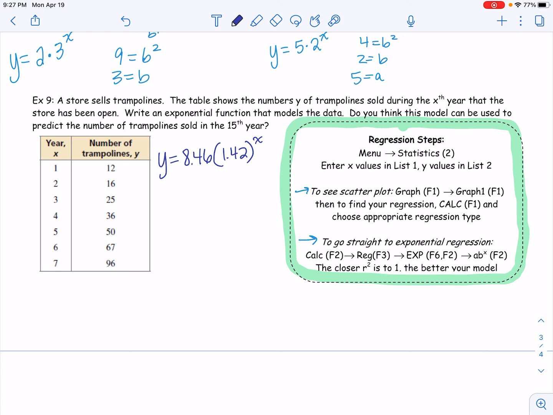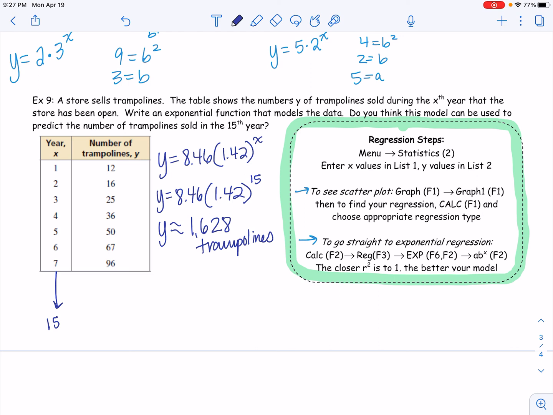Then it says, do you think this model can be used to predict the number of trampolines sold in the 15th year? Well, of course it can. I can keep continuing this list and go to 15, which means all I need to do now is plug in 15 for x. And if I plug that into my calculator, I should get an approximate 1,628 trampolines.